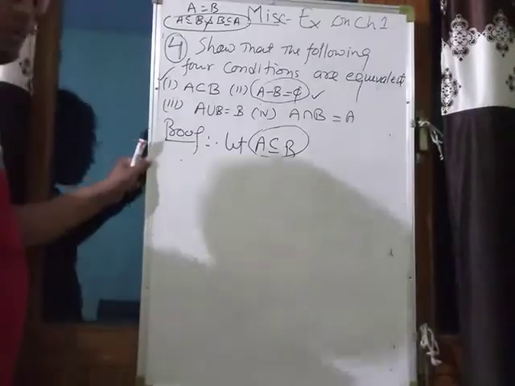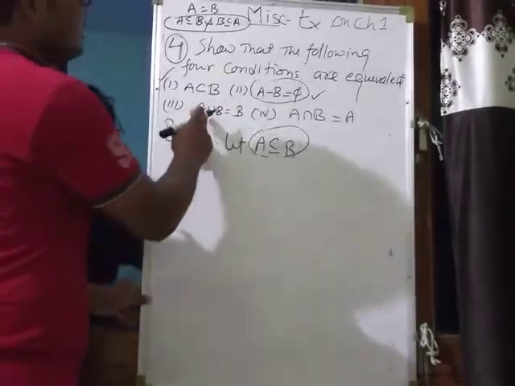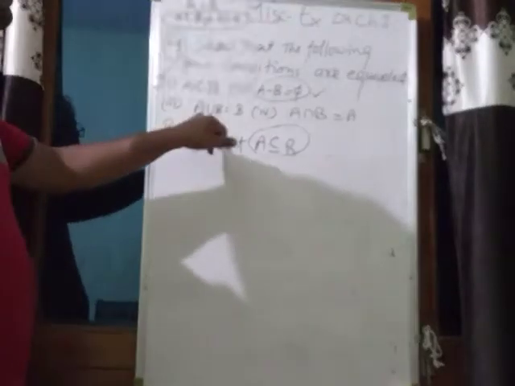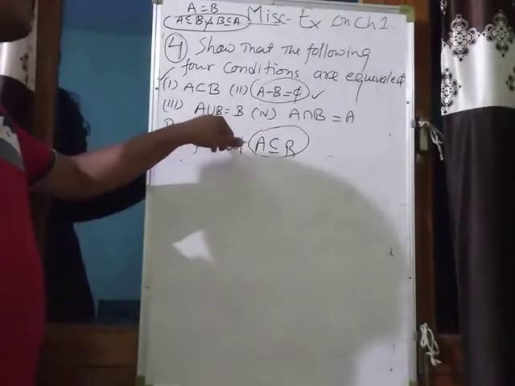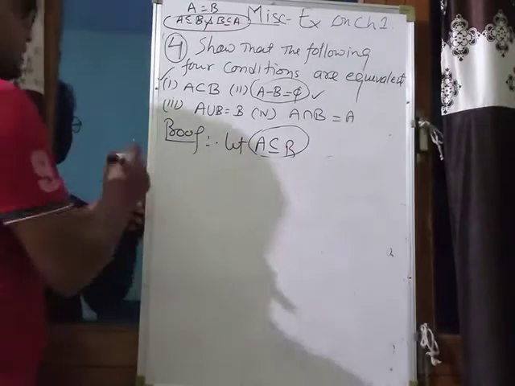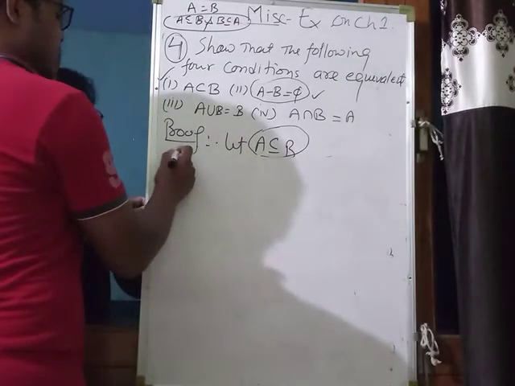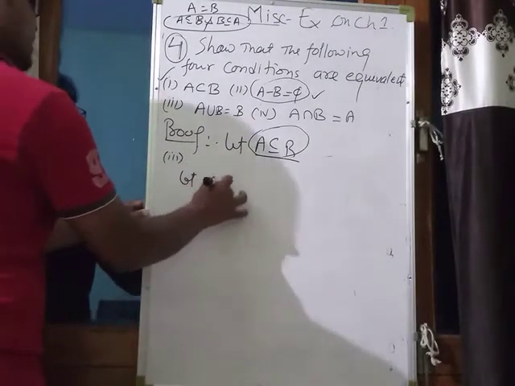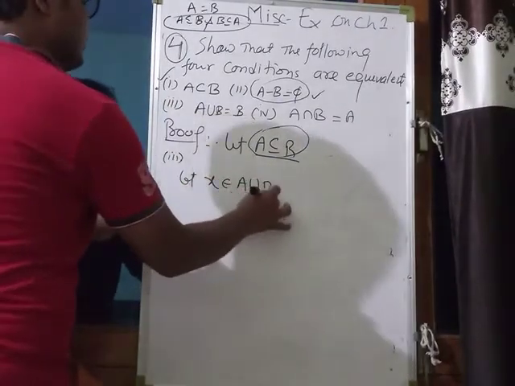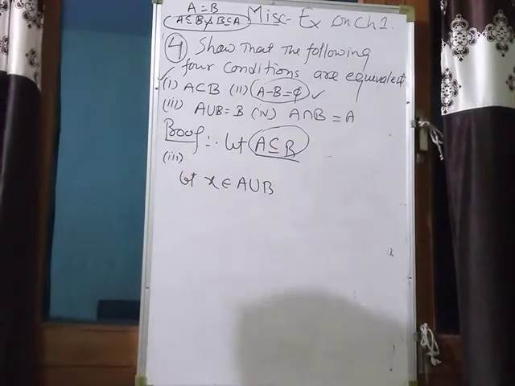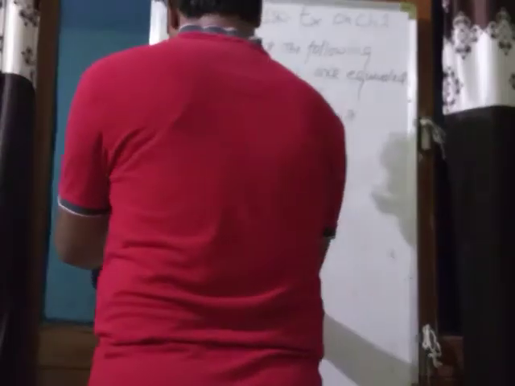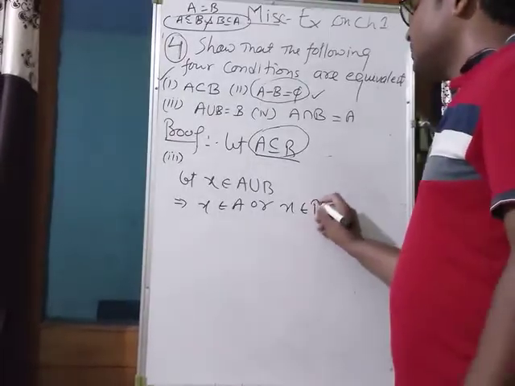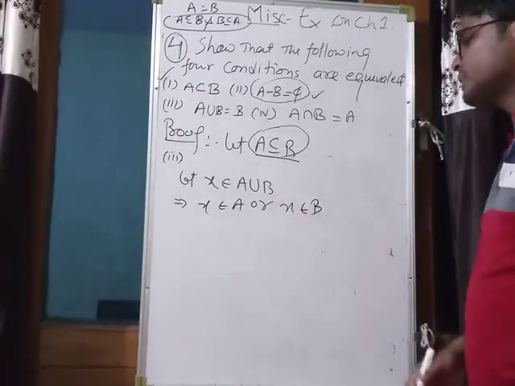We have to prove that A union B is equal to B. How can we prove this? We show that A union B is a subset of B and B is a subset of A union B. See, proof of the third. Let X belong to A union B. Clearly, X belongs to A or X belongs to B by the definition of union of two sets.